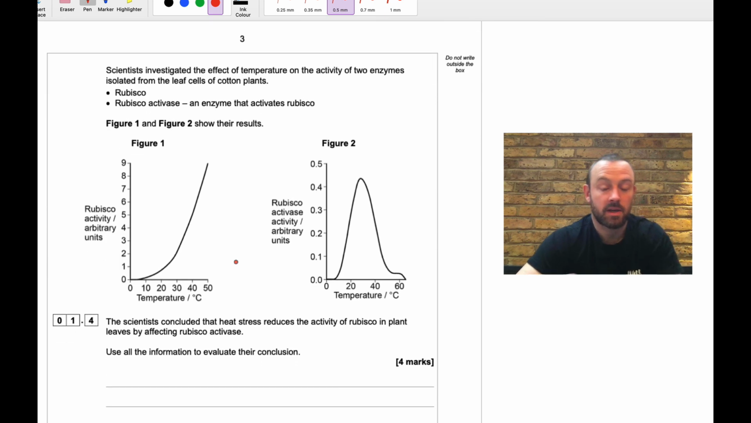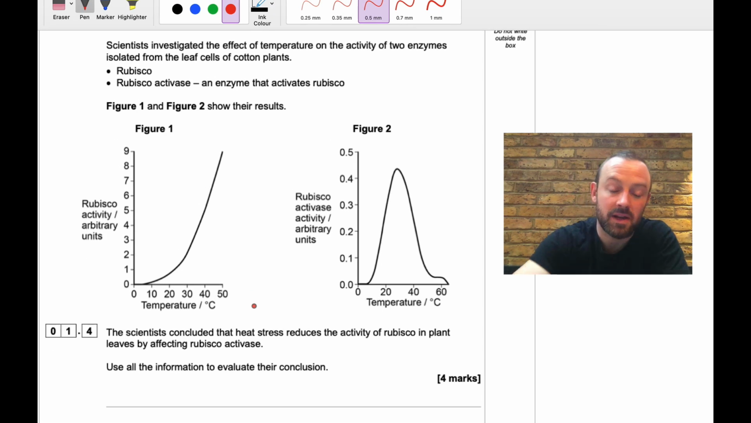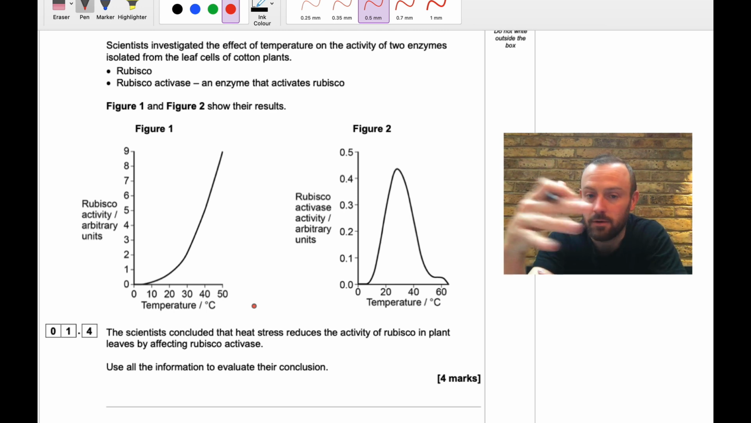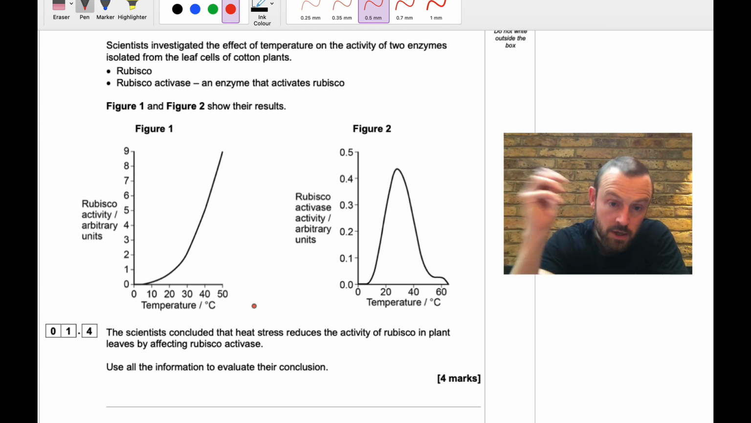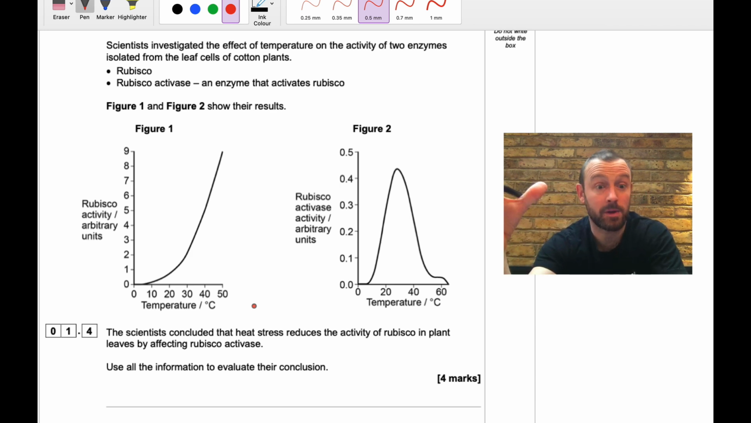All right, here we get some experimental data. Whenever we get some experimental data like this, you read the spiel before. You're going to try and figure out what the graph shows you before you even get to the question. So scientists investigated the effect of temperature on the activity of 2 enzymes isolated from the leaf cells of cotton plants. Okay, so we've got Rubisco and Rubisco activase. That's interesting, an enzyme that activates Rubisco.